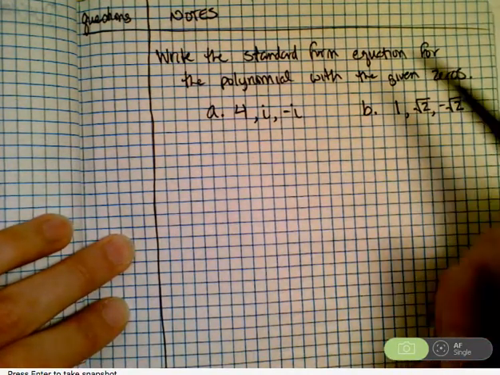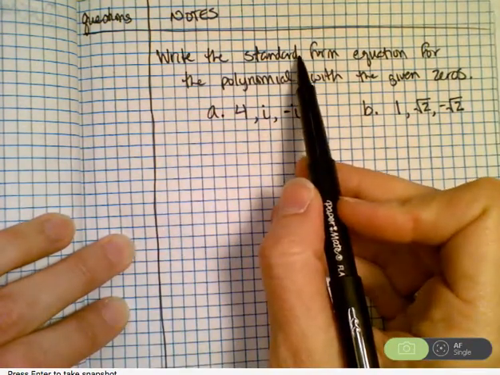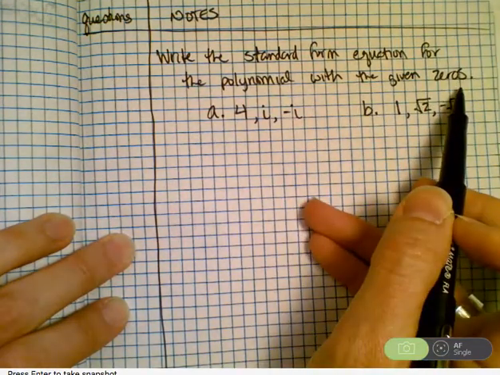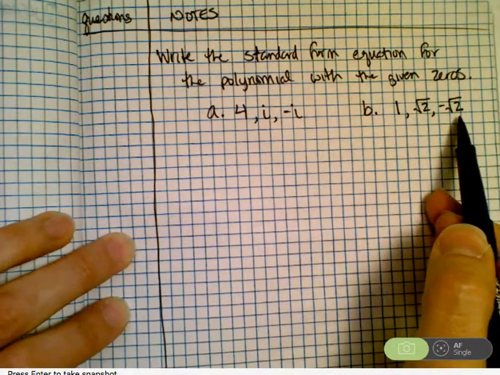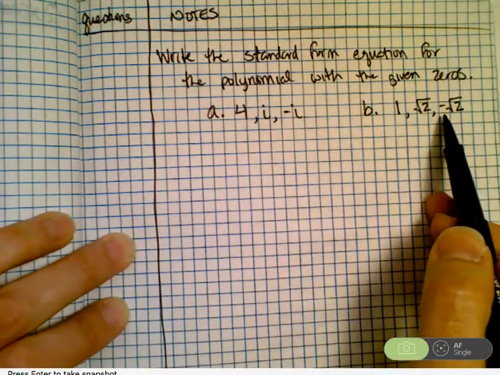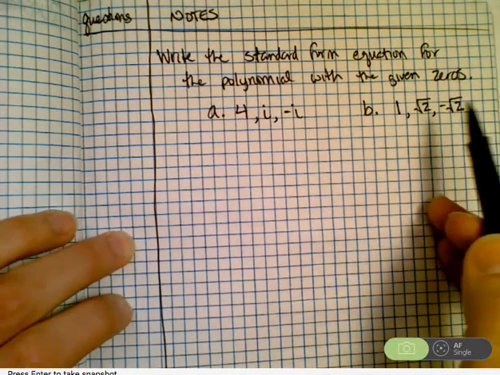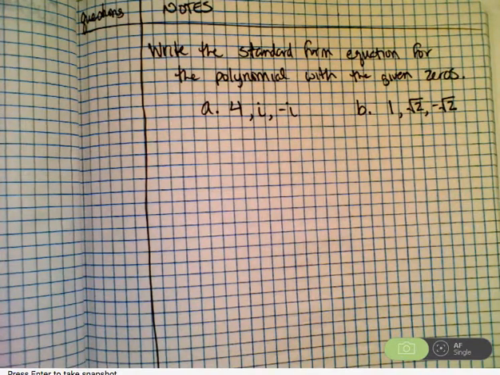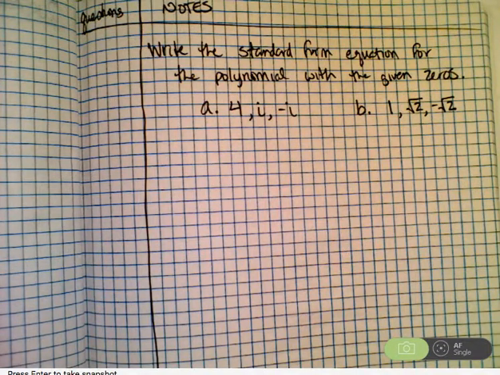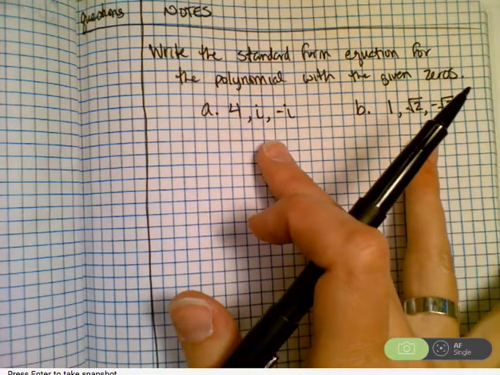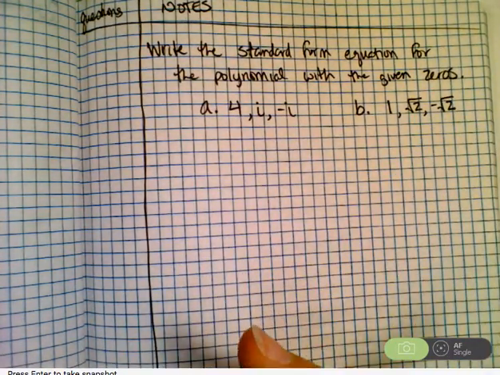Okay, so we are writing standard form equations for polynomials with given zeros. So you can see in these two examples, instead of just having integers, we have some imaginary numbers and some square roots. And that's just because, as you saw in the last lesson, polynomials don't always have integer roots or zeros, but we still can write the standard form equations for those. And I'm going to show you some tips. I actually think these sometimes are easier to do than the ones with integers because you end up with a few less things to multiply in the end.